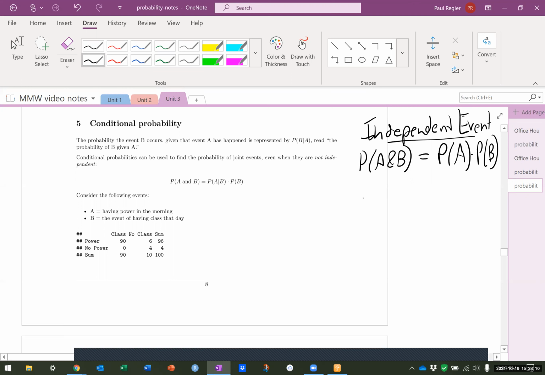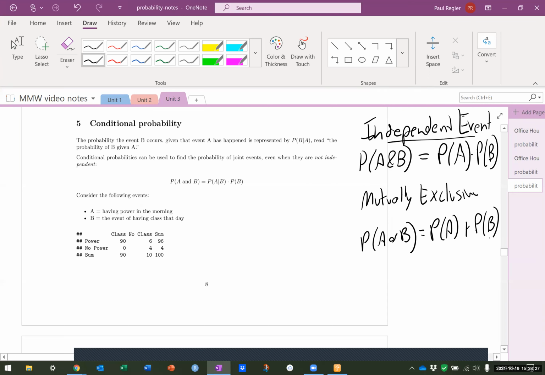Some more review if you want it. Mutually exclusive events means they both can't happen at the same time. Probability of A or B occurring is probability of A plus probability of B, because of course, probability of A and B occurring is 0. Okay, so that's some review.